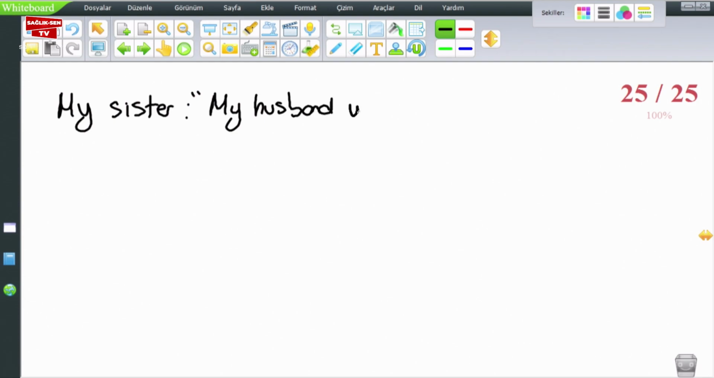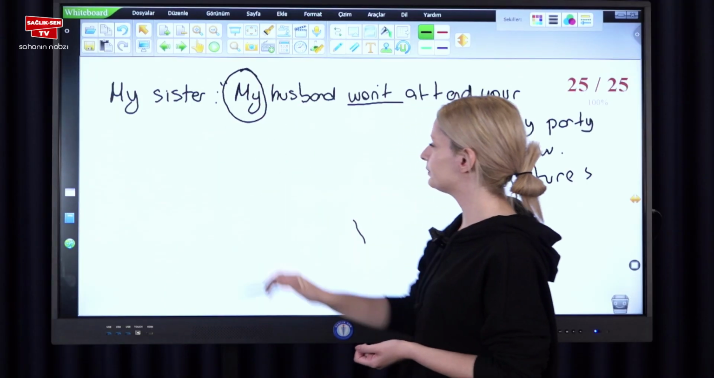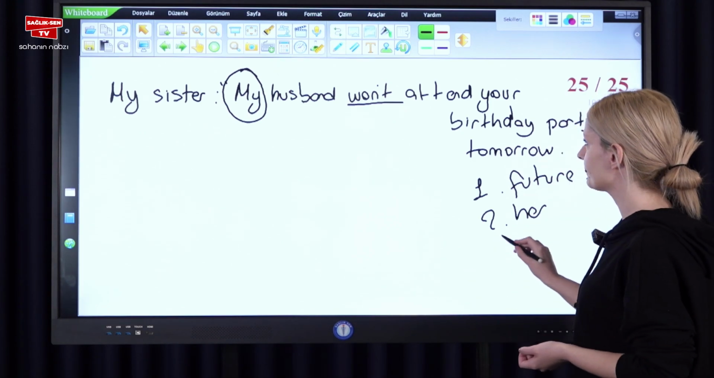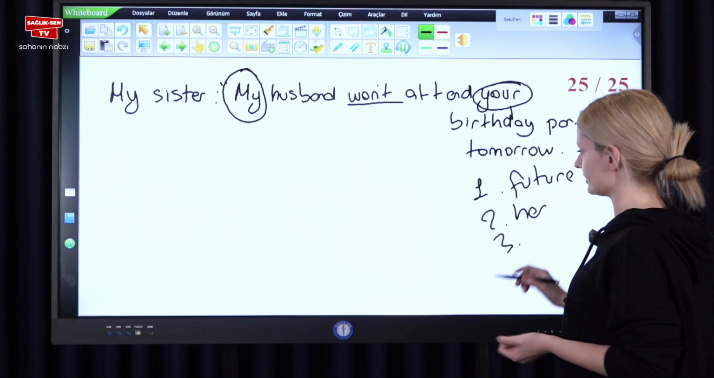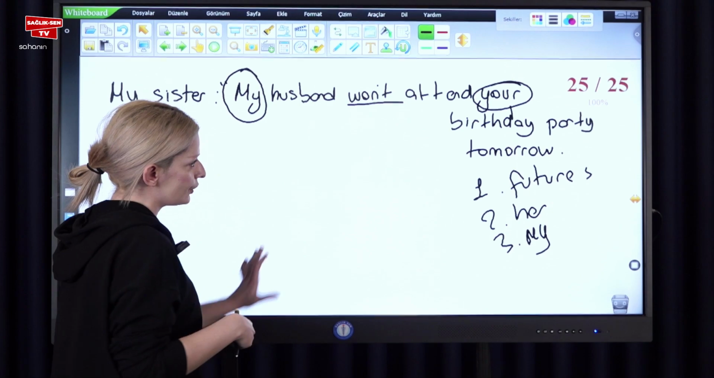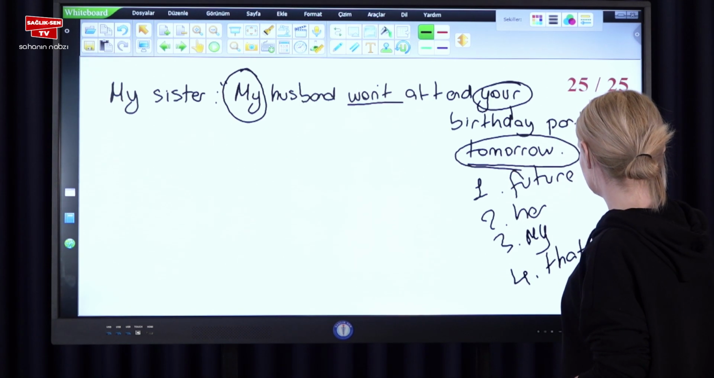"My husband won't attend your birthday party tomorrow." I have future simple as the tense. We have a possessive adjective which I will use her instead of my. And then one more possessive adjective, I will say my, because this sentence was directed at me. I have also a time expression which I will deliver as that day.